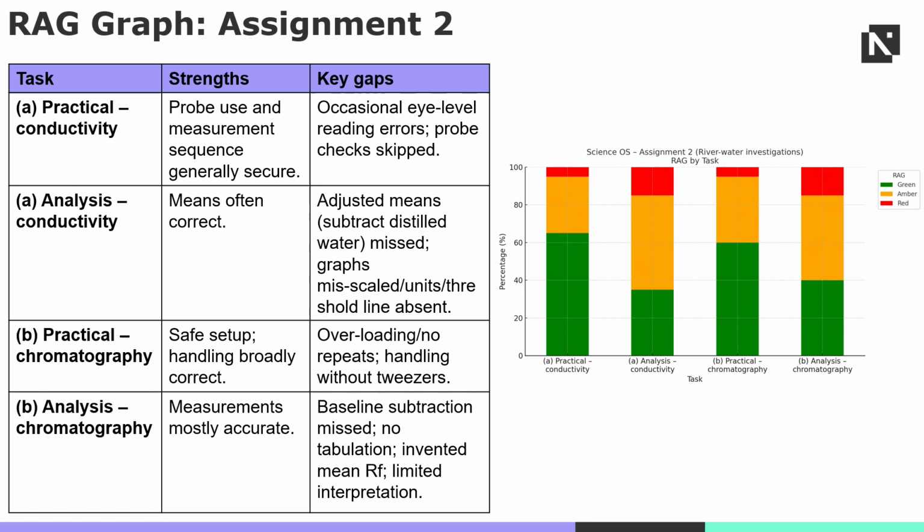So what good would look like is to tabulate distance of spot, distance of solvent front, compute RF, which would equal spot minus baseline divided by front minus baseline, then a short comparison statement, for example, sample versus reference. So to close, amber turns to green in A2 when the standardized analysis conventions are applied: adjusted means for conductivity, units and thresholds on graphs, and baseline corrected RF with proper tabulation.